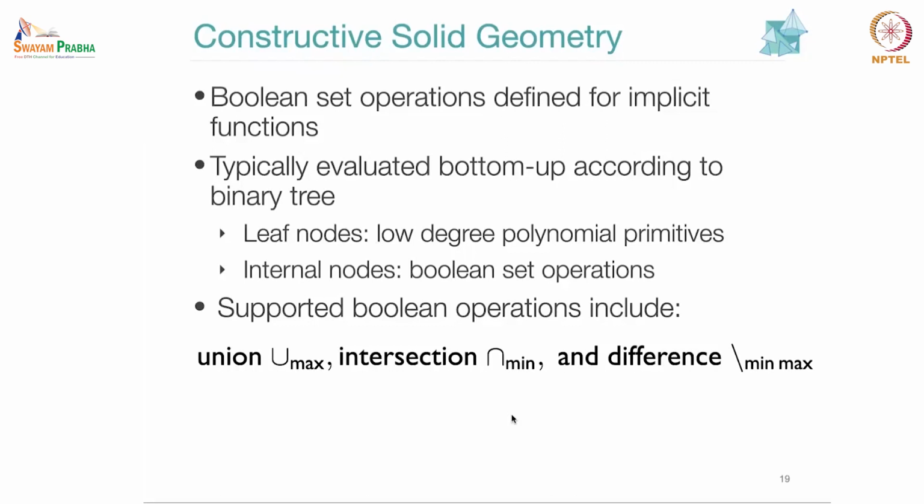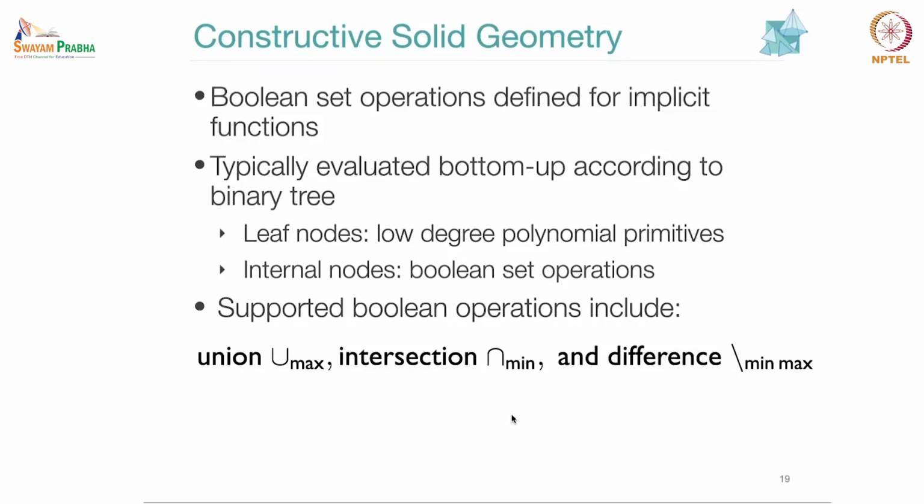So Boolean operations defined for implicit functions become a binary tree where the leaf nodes are polynomial primitives, or the implicit fields for, let's say, some typical skeletal elements. The internal nodes are Boolean set operations, right? Any internal node will take 2 implicit surfaces and will do something to them to create a third implicit field. What it will do depends on the operation that it supports.